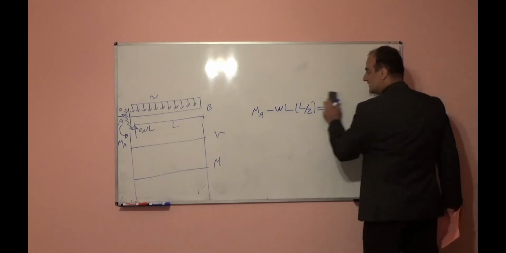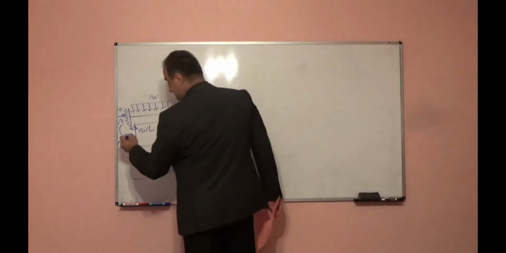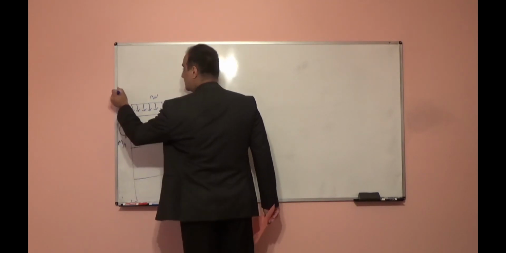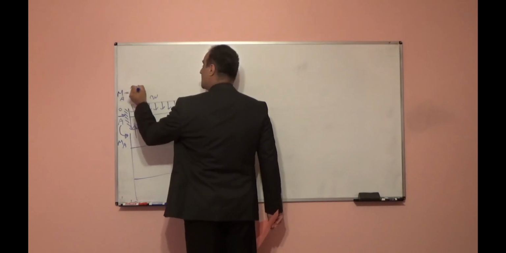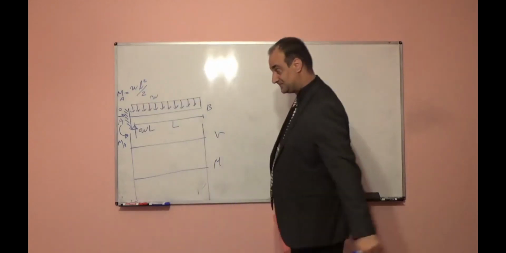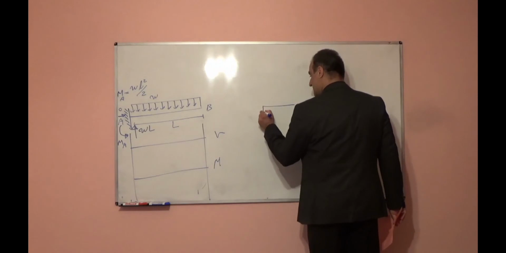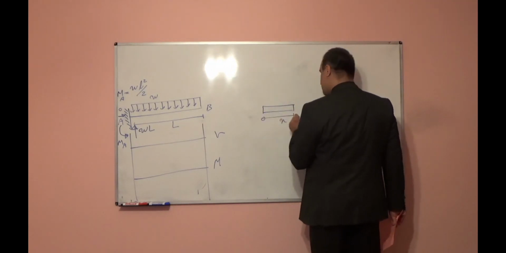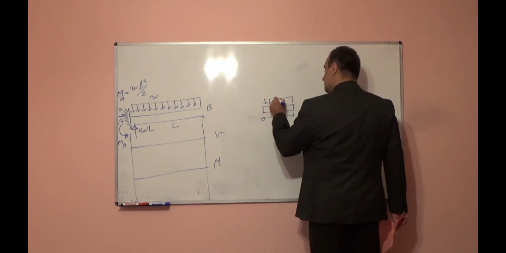From here, MA will be equal to W L squared over 2. So the reaction moment MA will be equal to W L squared divided by 2. Now I can follow the classical method: cut at X distance from point B and show the free body diagram.